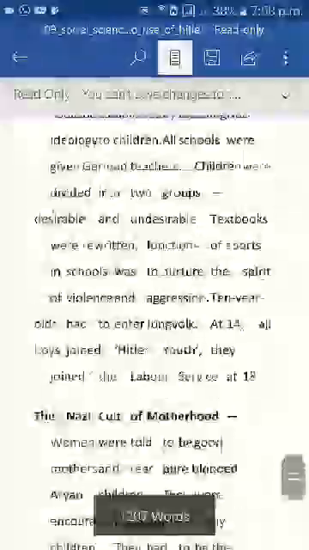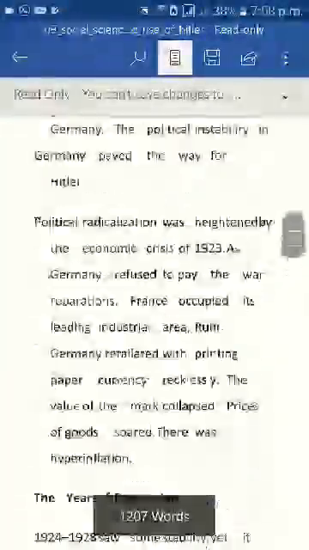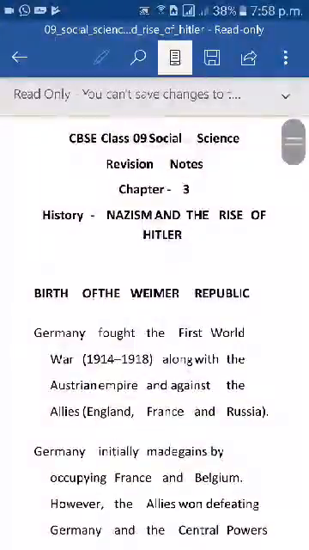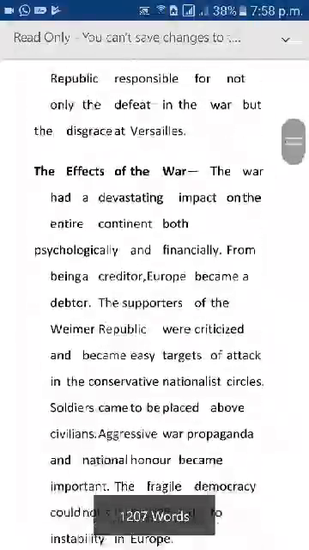So, these are some points. You can take down some of the points from this. Just read the main things and find out the points and then write the notes.